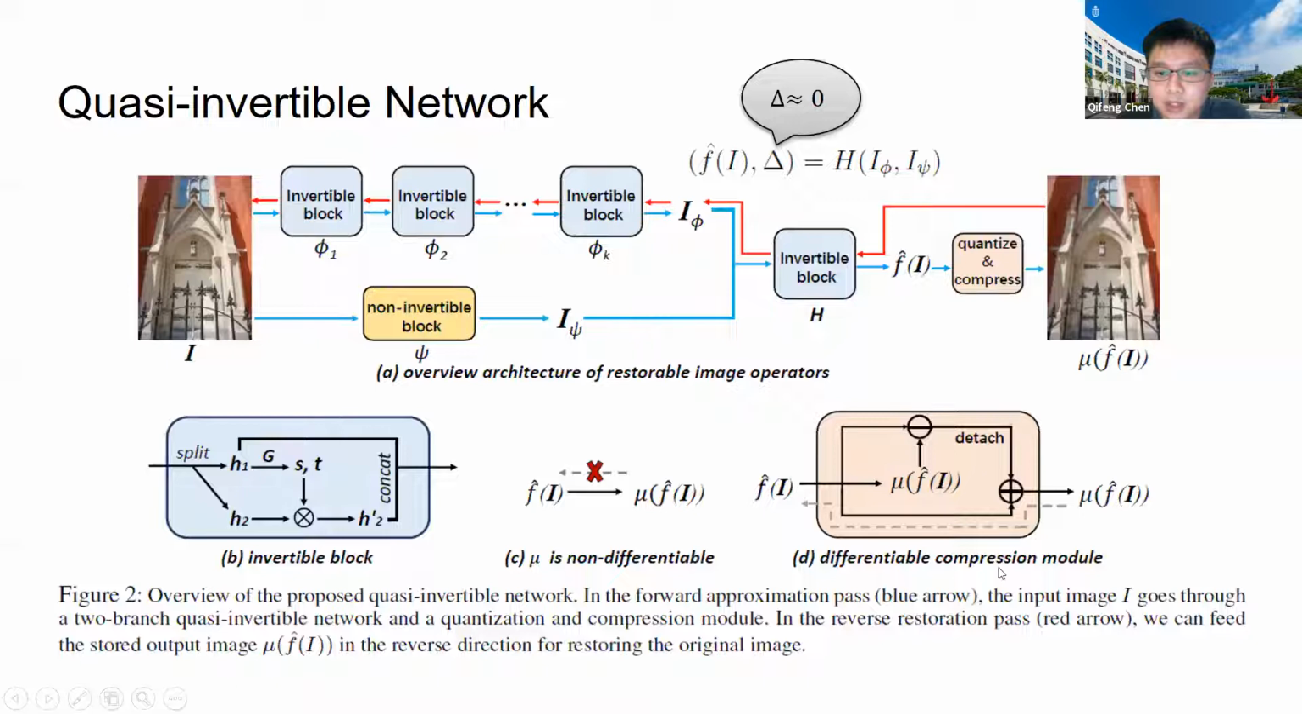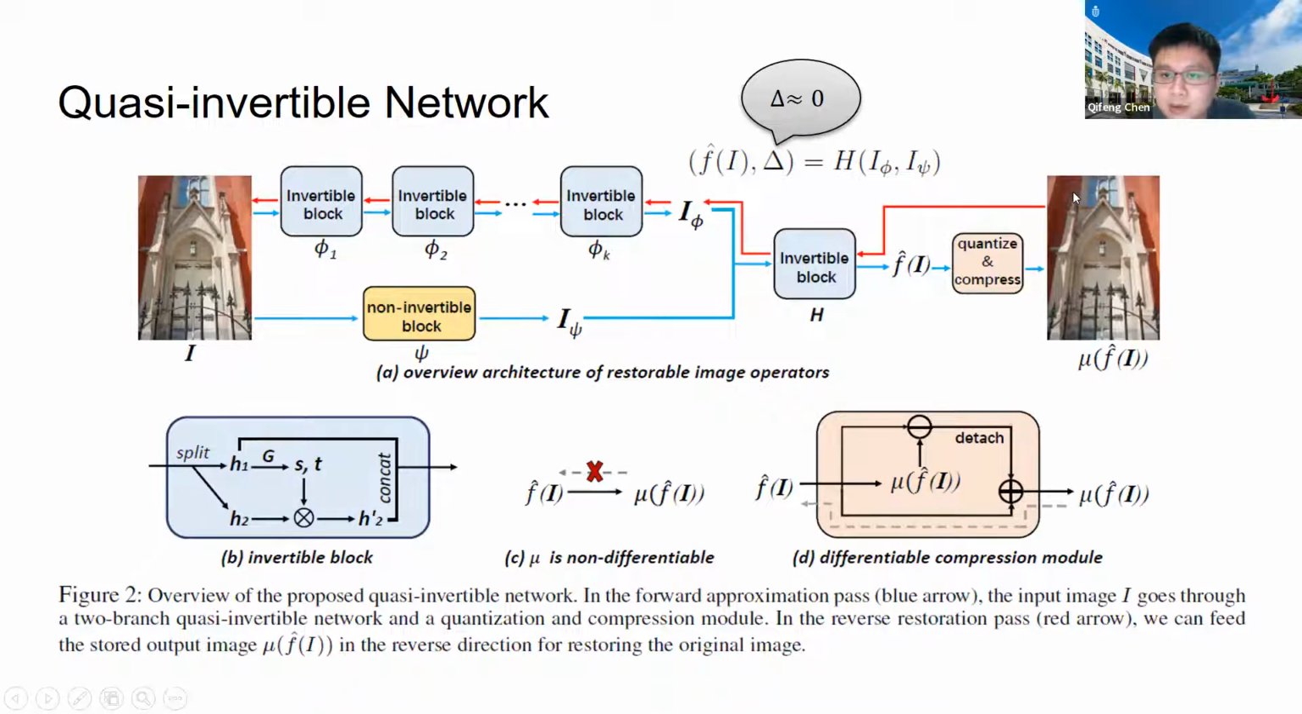We also have a differentiable compression module that is not limited to JPEG. The trick is very simple: during backpropagation, we assume the gradient on the compressed image and the uncompressed image are the same, and that works well in practice. So with such a design, during the forward pass, for example to do the image processing, we will go along the blue arrow in this path.